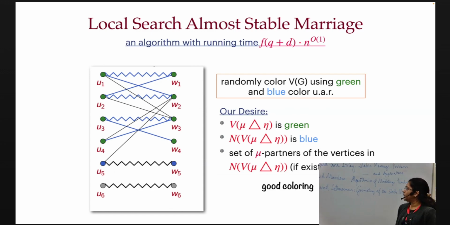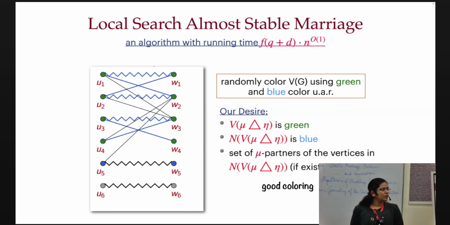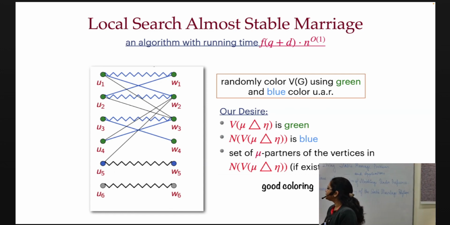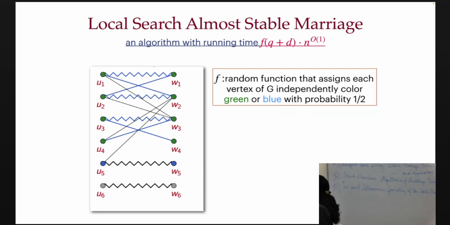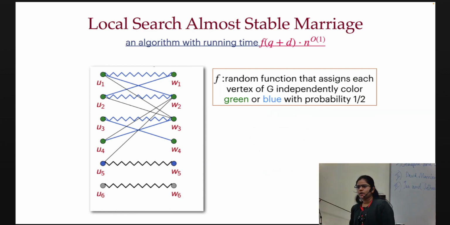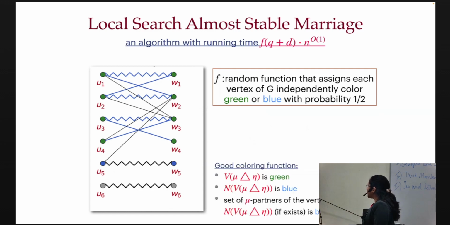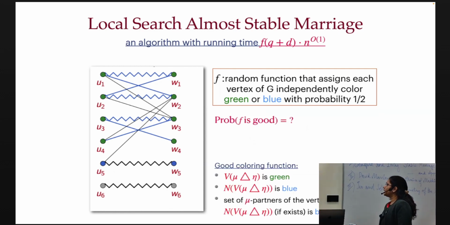And this is what we mean by good coloring. This is what we will call good coloring. So this we will do uniformly at random. These are just two colors, so everything happens with probability at least half. So again, what is the probability that f is good?